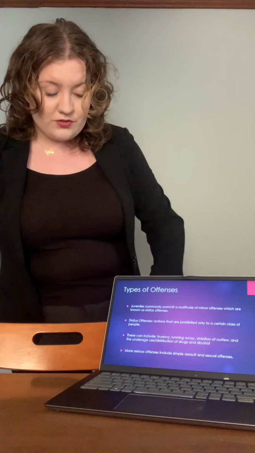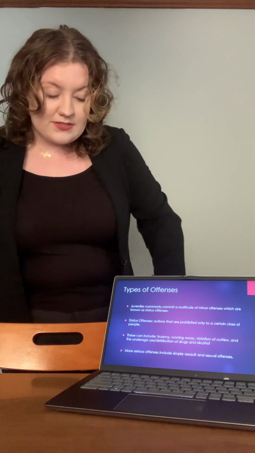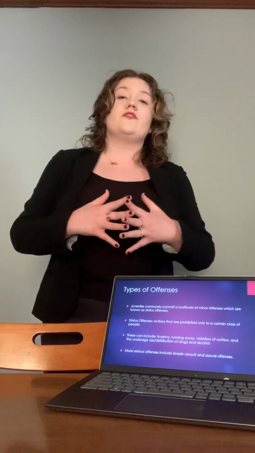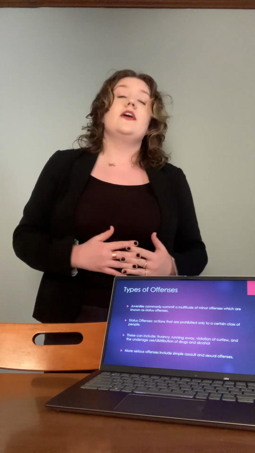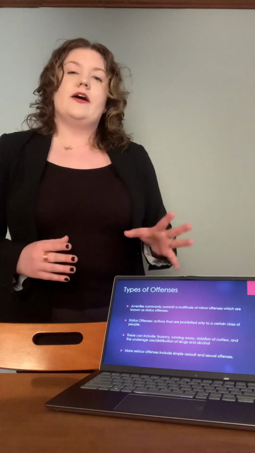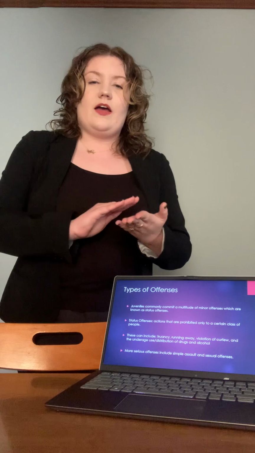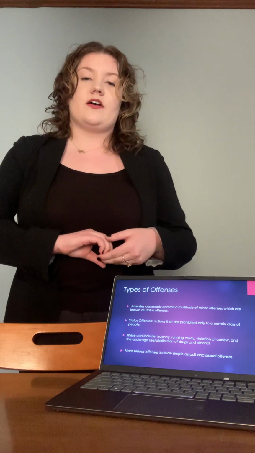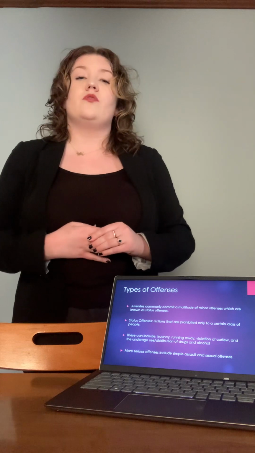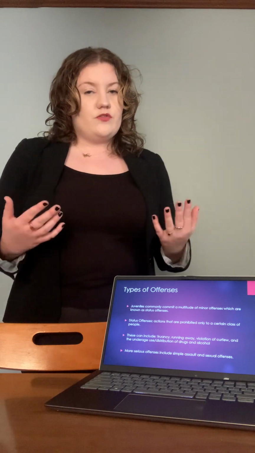Okay, types of offenses. Juveniles commonly commit minor offenses, and these are known as status offenses, okay? So status offenses are known as an action that is prohibited to a certain group of people, all right? And so this certain group of people typically tends to be juveniles.